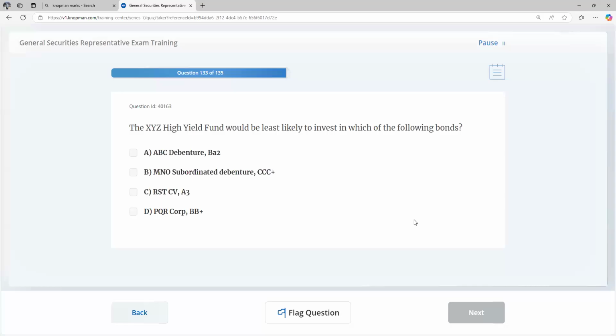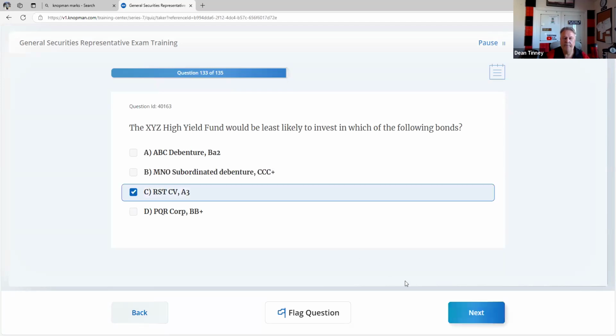The XYZ high yield fund would be least likely to invest in the following bonds. Whew. All righty. Well, if they're high yield, they're not going to do an A3. That's right on. Good job.